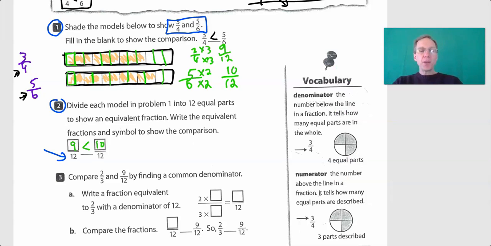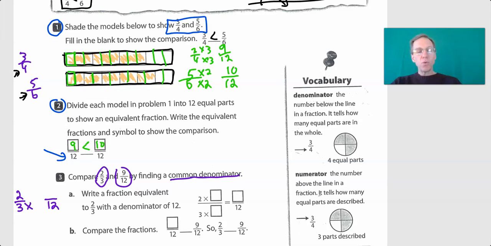Number 3, compare 2/3 and 9/12 by finding a common denominator. Write a fraction equivalent to 2/3 with a denominator of 12. In other words, here's what they're doing with all these boxes. They're saying, I have 2/3. Let's put it over here so it's a little easier. I want to make a pizza with 12 total slices. I got a pizza with 3 parts to make a whole. I want a pizza with 12 parts. I'm going to have to cut that up.